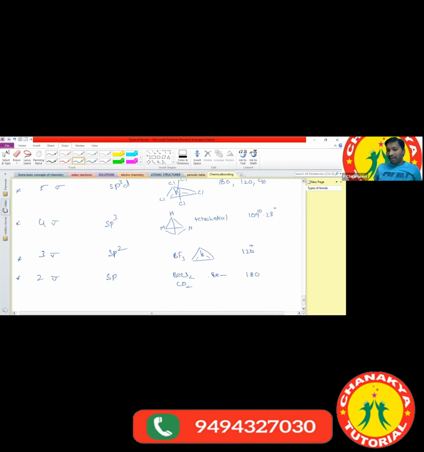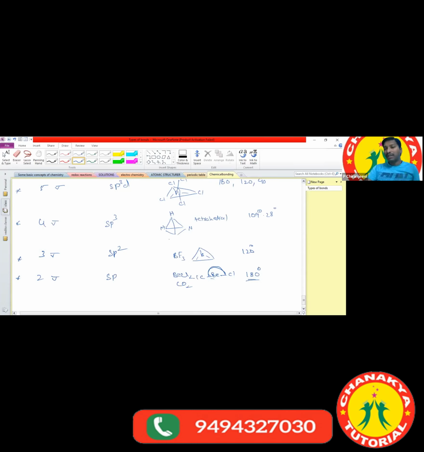In a linear structure, the angle in between these two bonds is what we call the bond angle. The angle present in between two bonds is called the bond angle. What is the bond angle of BeCl2? 180 degrees. So based on this, they ask questions.